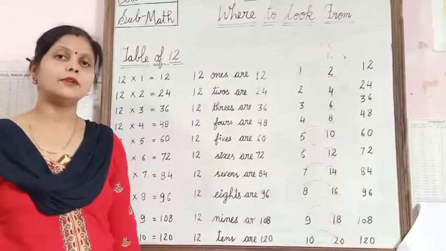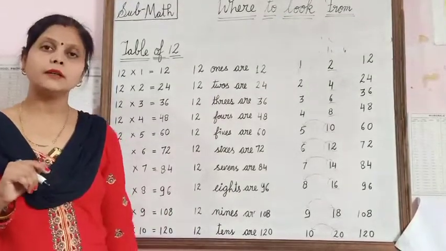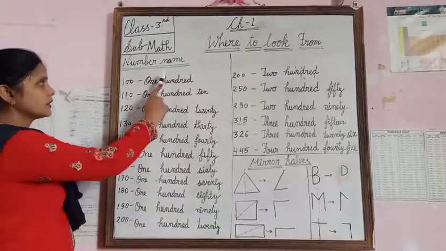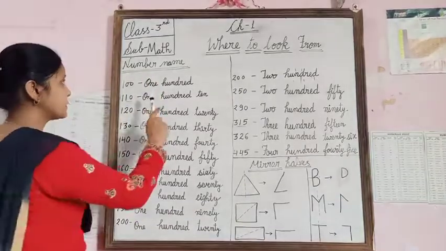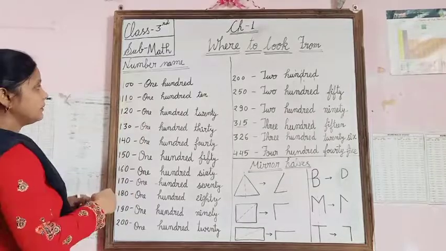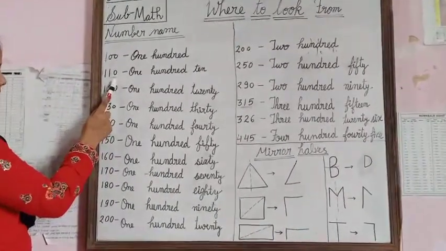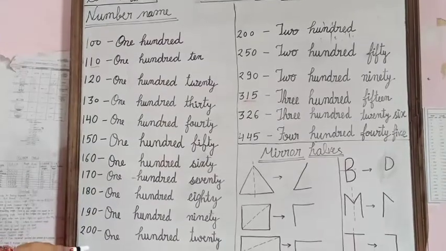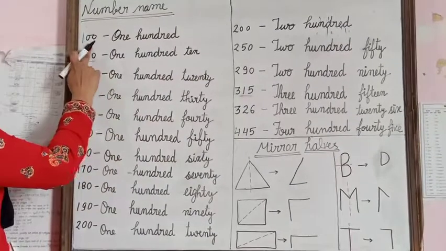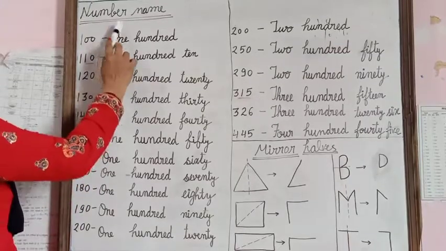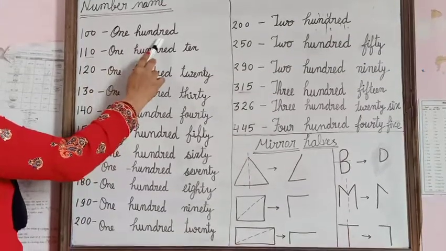But next I will teach you number names. Now I will teach you number names from a new chapter. Number names have a 100. Some numbers are there, 100, 110. Some numbers you have written. So already you know very well it is a 100. So you write down in the number name 100.